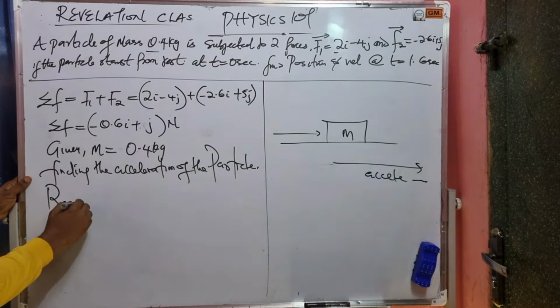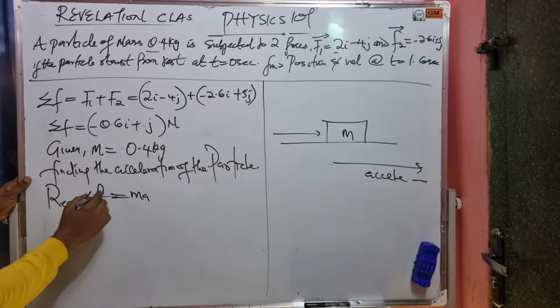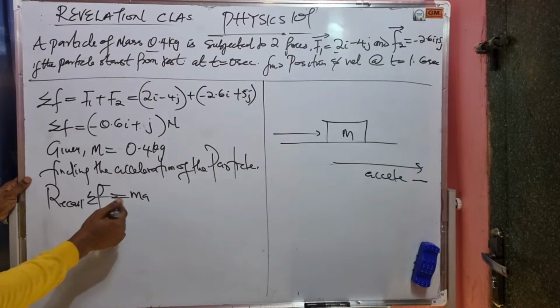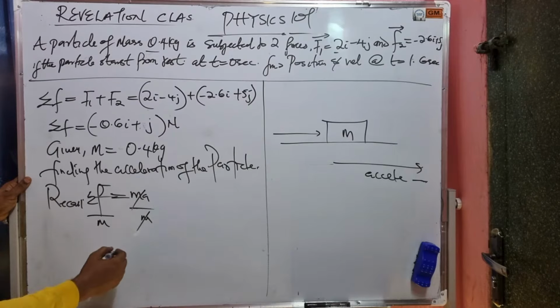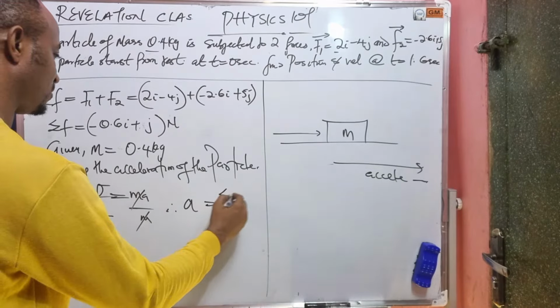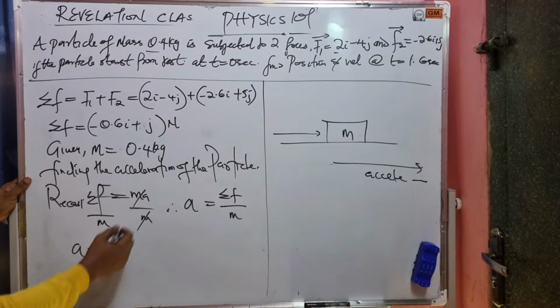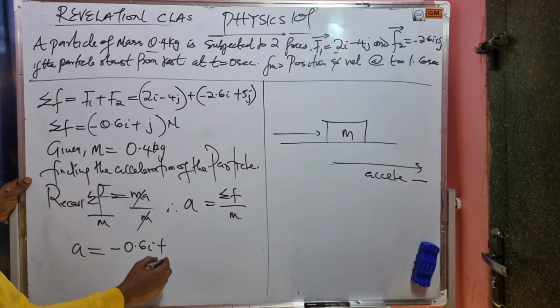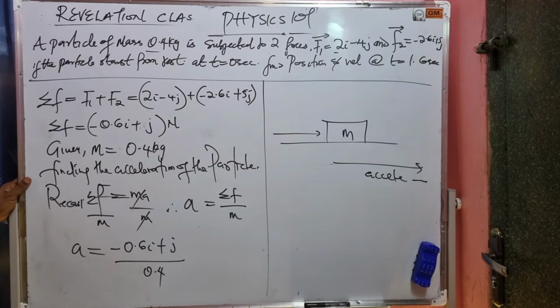Recall that force is equal to Ma. So the sum of all forces is equal to Ma. To find our acceleration, I divide both sides by m, so mass cancels mass. Therefore, acceleration equals the sum of forces over m. Our sum of force is minus 0.6I plus J, and the mass is given as 0.4. So I have to divide this. Let's divide and see what we are going to achieve. Where's the calculator?